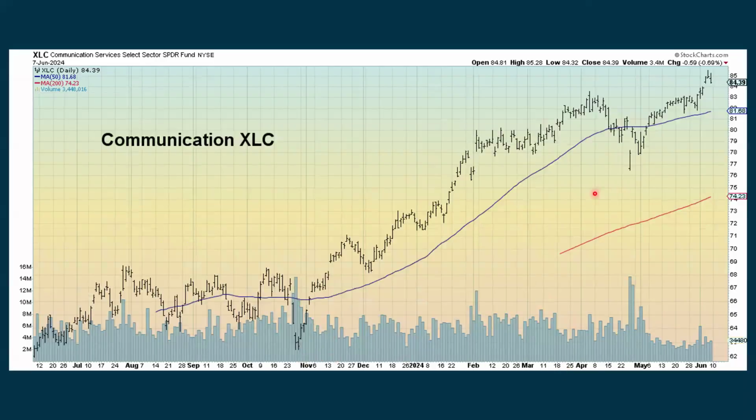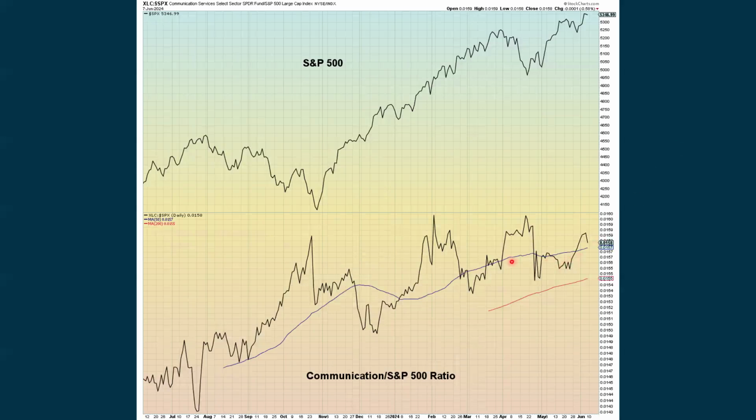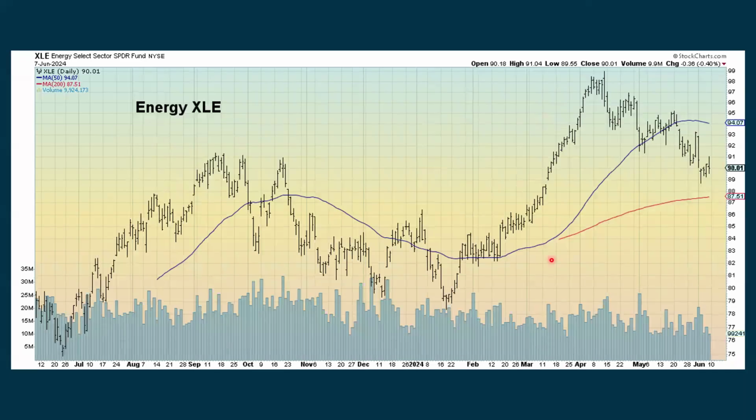Communication doing quite well here and in an uptrend and actually outperforming, but lately has been chopping sideways when compared to the S&P. But this has been one of the stronger areas of the market. Energy, keeping an eye on that, where it's in an uptrend, but we have been pulling back lately.